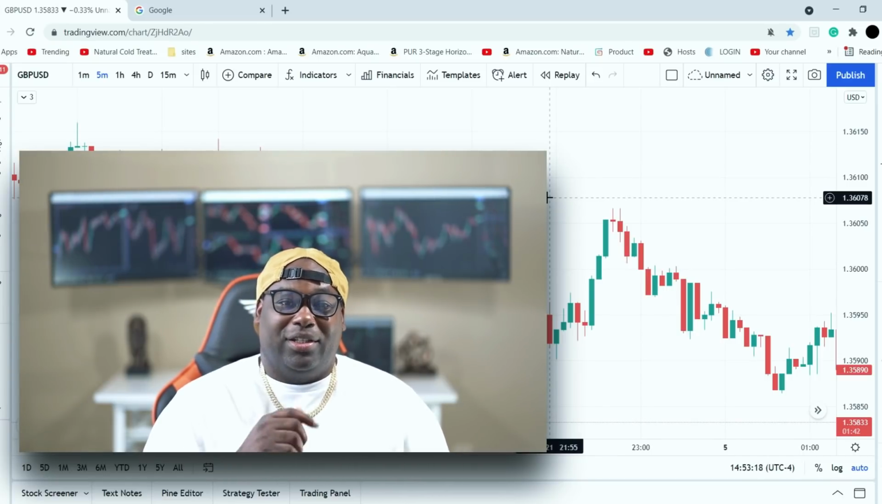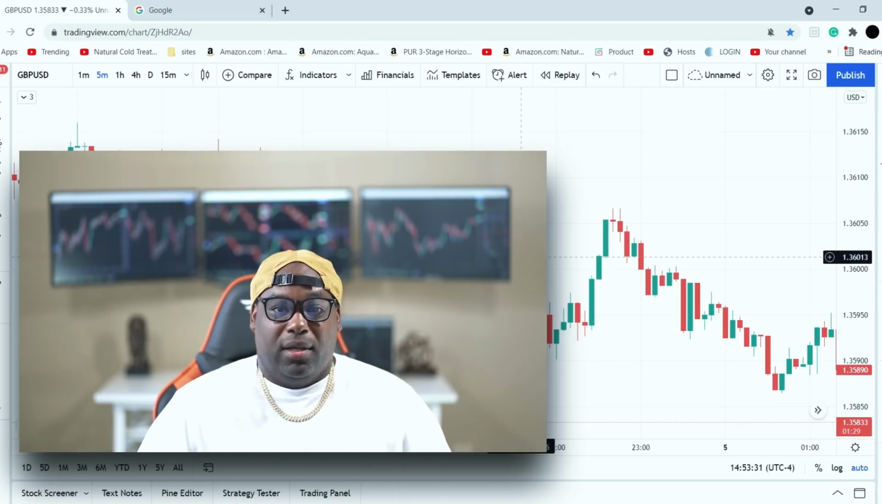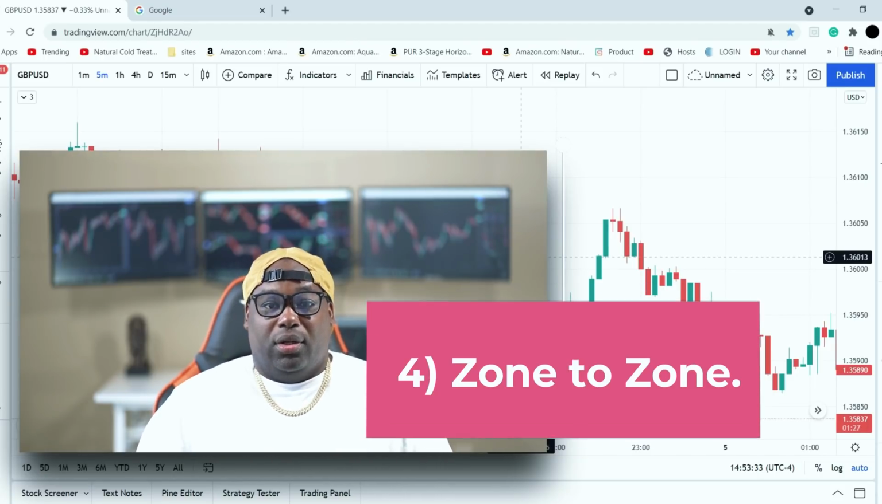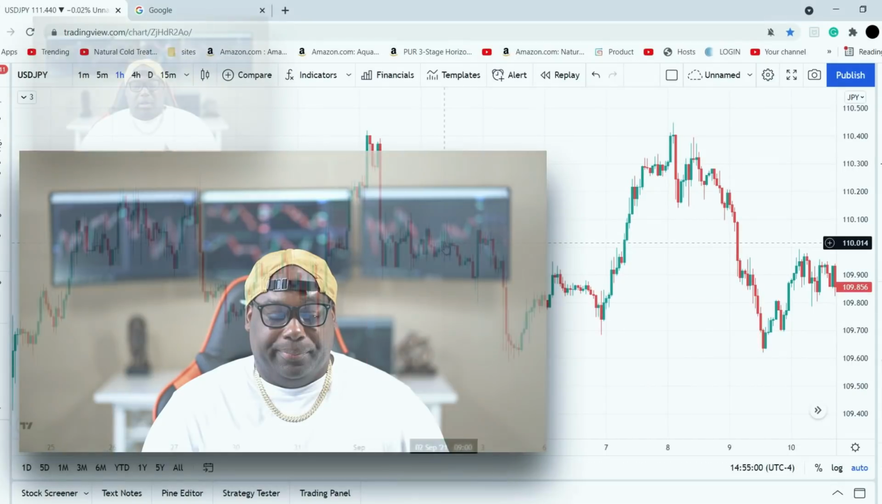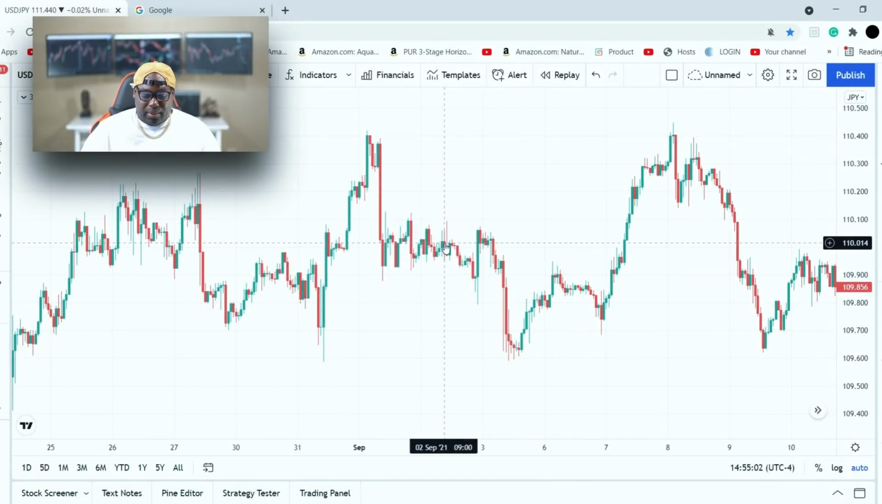All right? So let's go to number 4. Number 4, trade zone to zone. Let me show you a quick example. So when you have this type of environment where the market is going up, down, really not going anywhere, just ranging, you're going to see a lot of supply and demand zones. So what you can do is get in at demand and ride it up to supply, or get in at supply and ride it down to demand. Let me show you guys real quick.